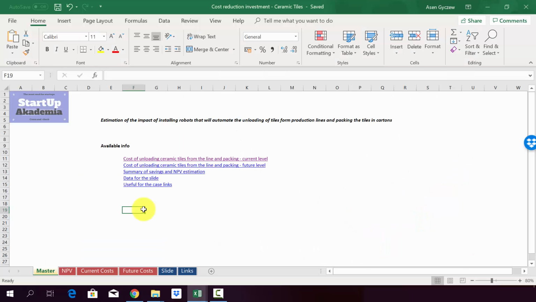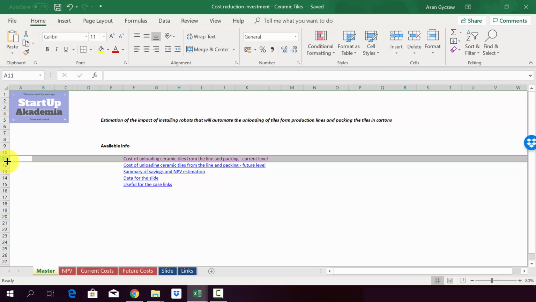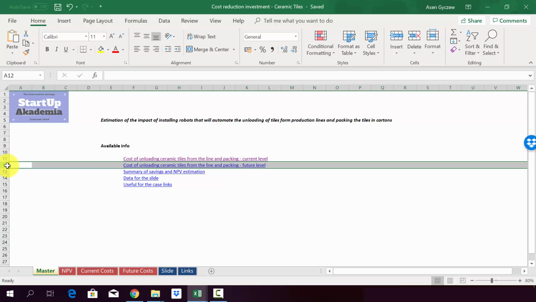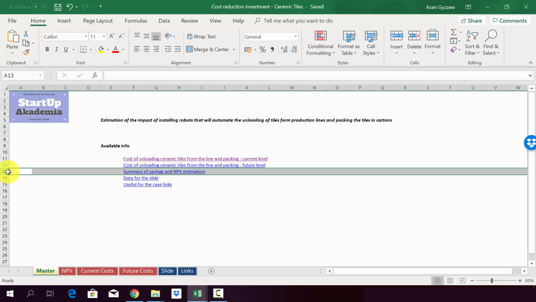Let's calculate in Excel whether the automation we want to do in the ceramic tiles makes sense. So please open the file attached to the lecture, which is called Cost Reduction Investment Ceramic Tiles. And here you have a table of contents. So we start with the current level of cost. Then the future level of cost if we automate the solution. Later on, we'll compare both and we'll calculate the net present value of the investment and also the internal rate of return.